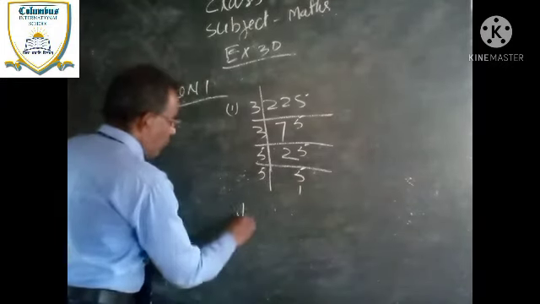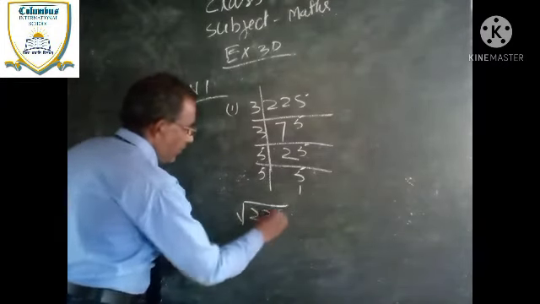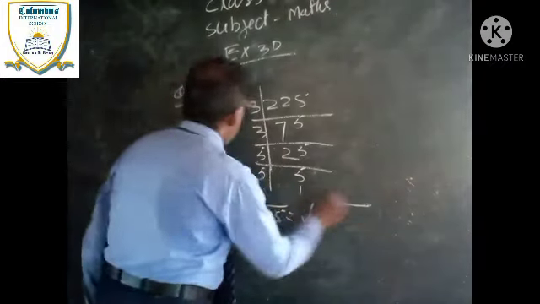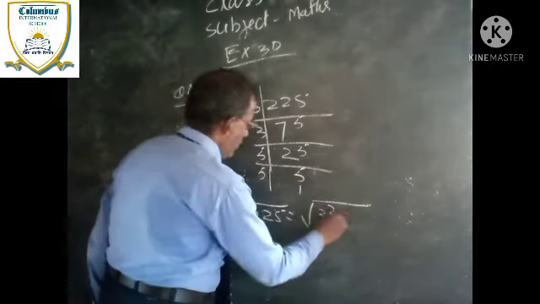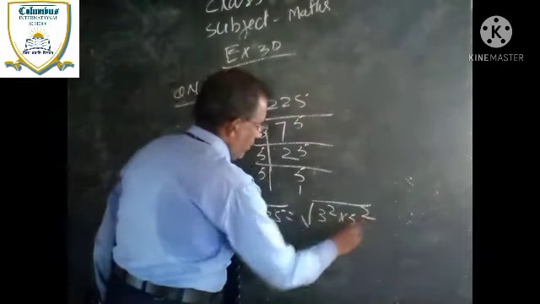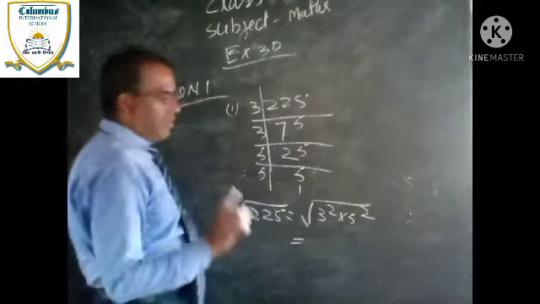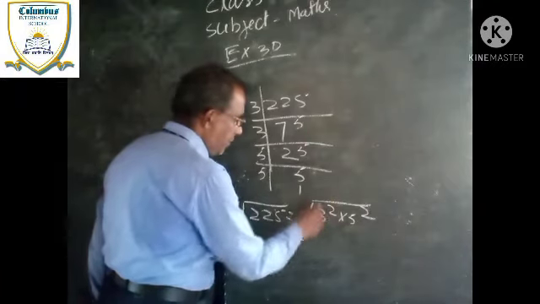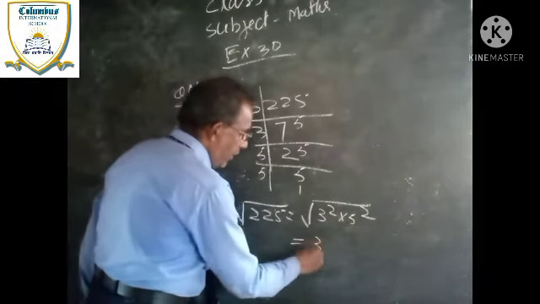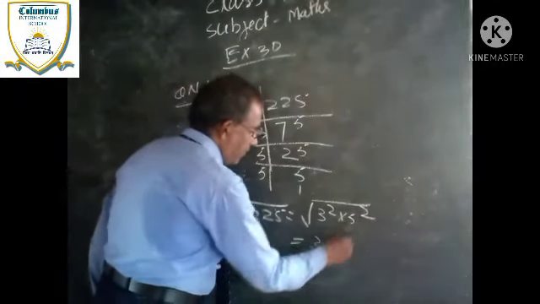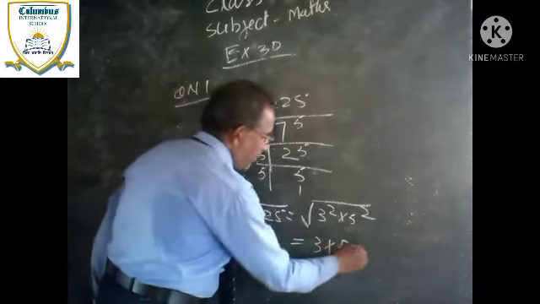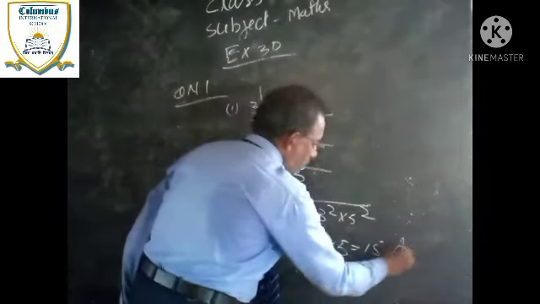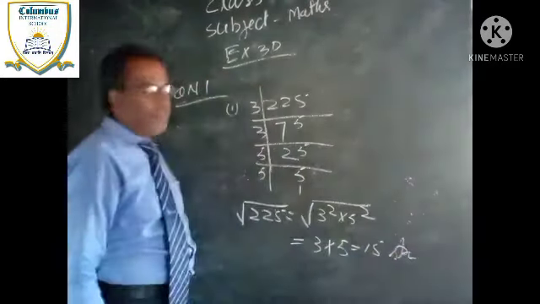Now the square root of 225 equals under root 3 square into 5 square. So we shall take one number from each pair, that is 3 square is a pair of 3, so we take only 3, and out of the pair of 5 we take 5, that is 3 by 15 is the answer of this question. Okay students?